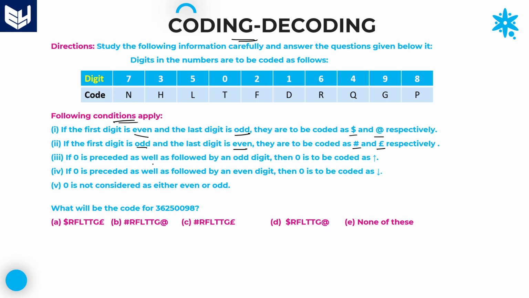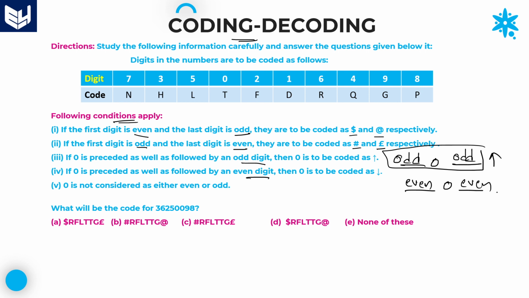If 0 is preceded as well as followed by an odd digit, then 0 is coded as upward arrow. And 0 is coded as downward arrow if it is followed as well as preceded by an even digit, right?